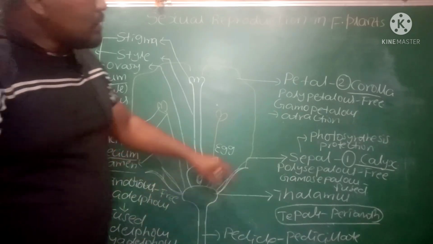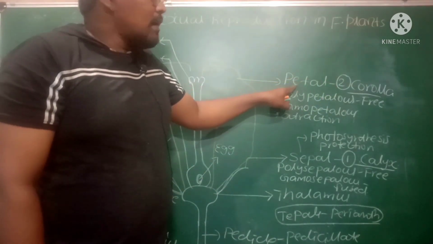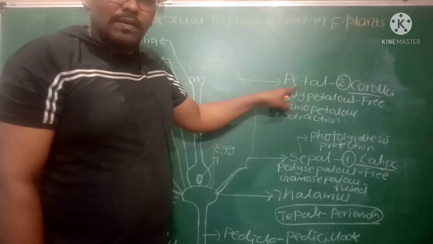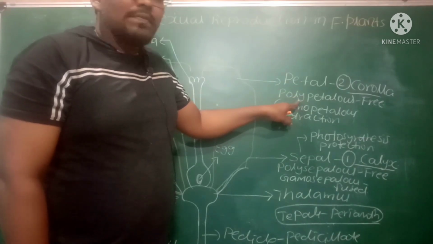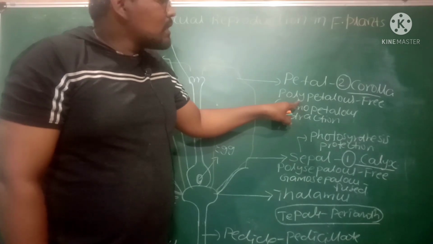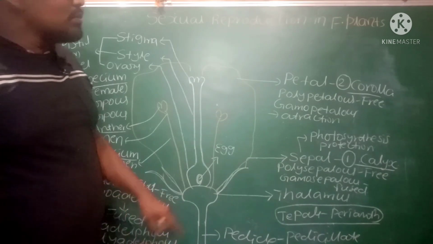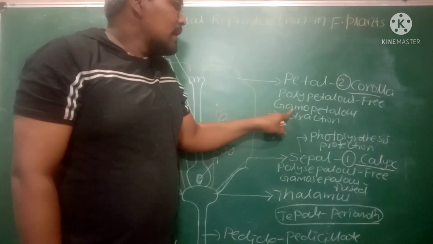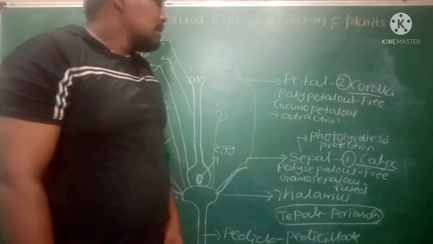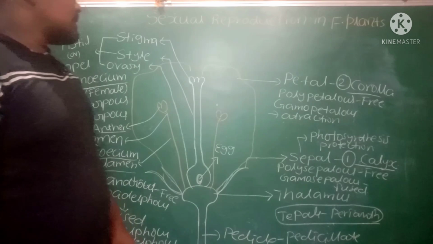The second part of the flower is the corolla. That is formed by all petals which are present in the flower. If petals are free from each other, then that condition is called polypetalous. If petals are fused together, then that condition is called gamopetalous. Petals are used for the attraction of insects.